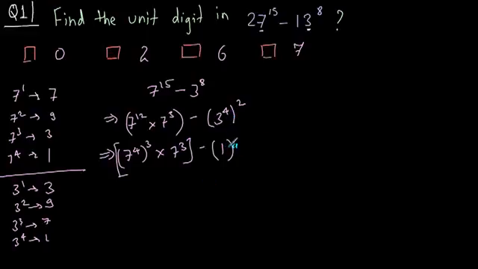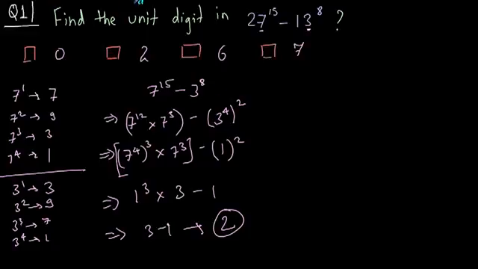The units digit is 1 squared. So again, solving this, 7 raised to 4 is again 1 cubed, into 7 cubed, the units digit is 3, minus 1. So the answer could be 1 into 3 minus 1, so 3 minus 1. So the answer is 2, and the correct option is option number 2.